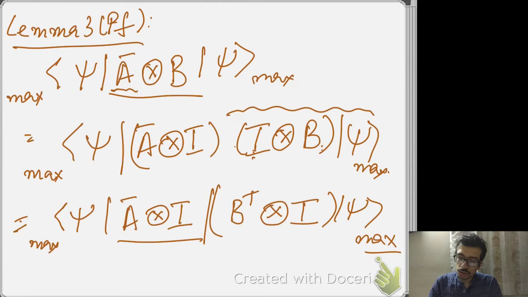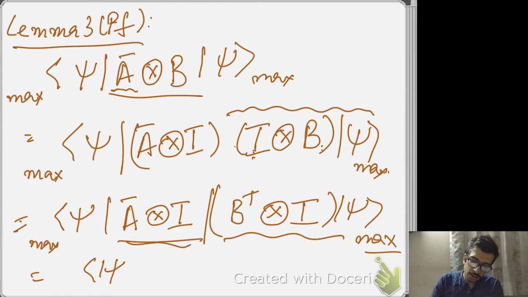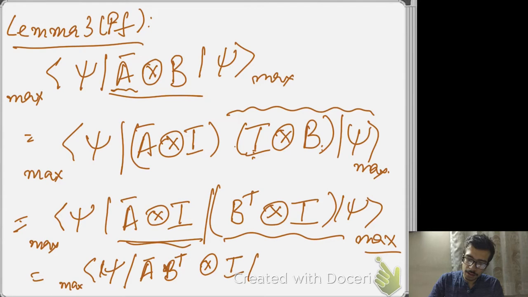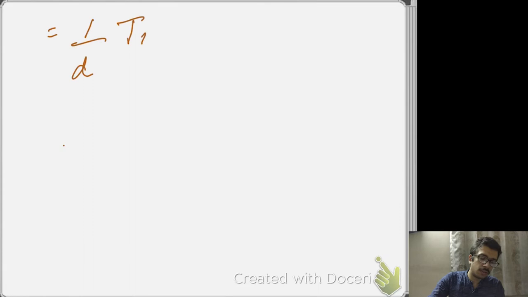Now I combine these two. So what do I get? I get psi max, A conjugate times B transpose tensor I, and then I have psi. Now I use the second lemma, which says that this has to be the trace of A conjugate B transpose.